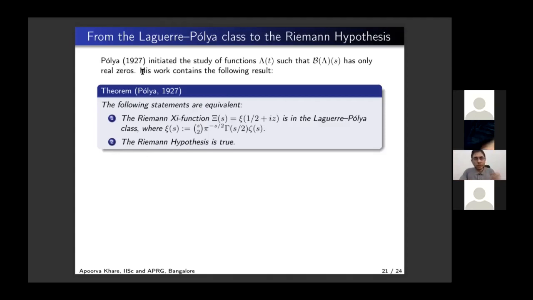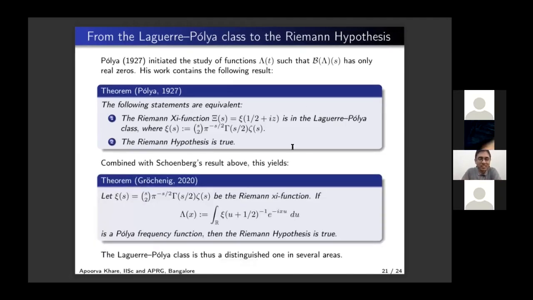So real zeros and poles. His work contains the following result. The Riemann psi function is in the Laguerre-Polya class if and only if the Riemann hypothesis is true. So this brought limelight and attention to this class of entire functions because people thought, if you can understand this Laguerre-Polya class very well, you can prove the Riemann hypothesis. And as I said, lots of work has been done by Schonberg and others on the Laguerre-Polya class. Unfortunately, the Riemann hypothesis remains unsolved 100 years later.